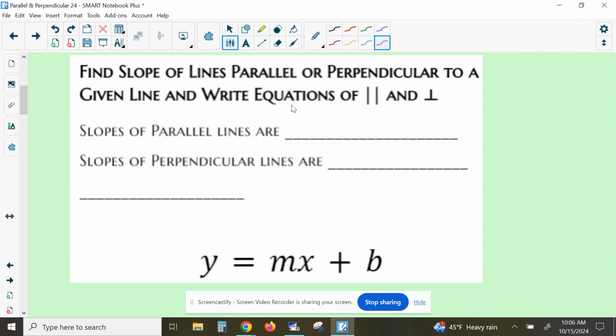Because they're sloped either like this, or like this, or like that, or like that. It doesn't matter how they're sloped, but if one of them has a slope of 1/3, then the other one also has a slope of 1/3, because they have to be sloped the exact same way in order for two things to never ever cross. So when we're filling in the front of the foldable, slopes of parallel lines are the same or equal.